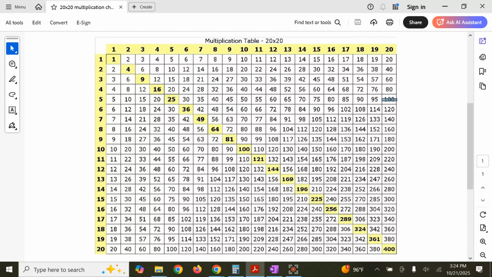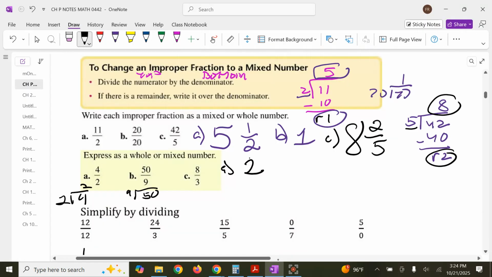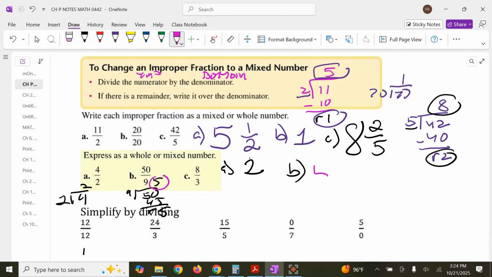So I'm going to take my chart. Here's 9. Closest number without going over 50 is 45. We got to multiply it by 5. So that's 5. That's 45. We subtract. My remainder is 5. So part B, let's take a look. Whole number part goes right here. My remainder, which is 5, goes right here. We're dividing it by 9. That goes right there.